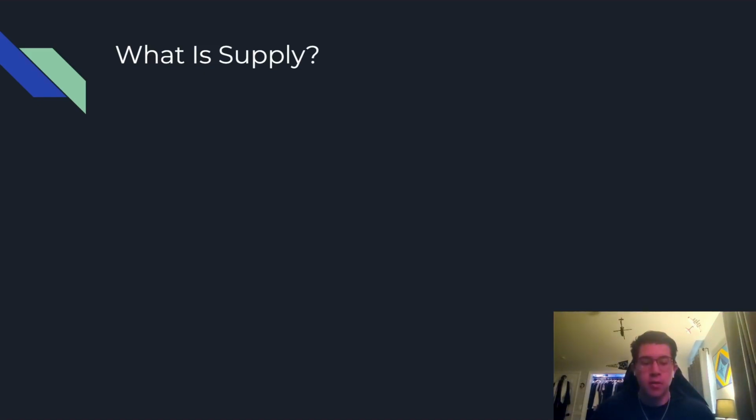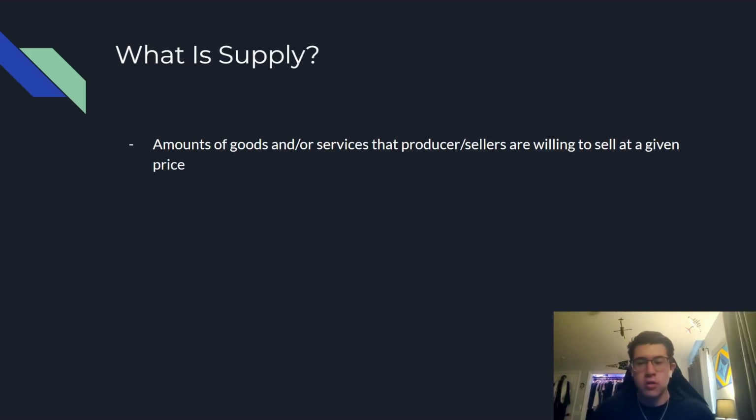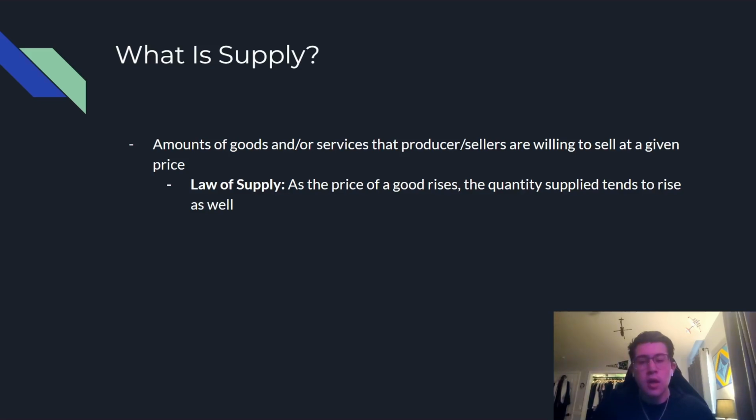So what is supply? Well, it's the amount of goods and services that a producer or seller is willing to sell at a given price. Producer and seller are two interchangeable terms. They both mean essentially the same thing. So the law of supply states that as the price of a good rises, the quantity supplied will also rise. Now, why is that?